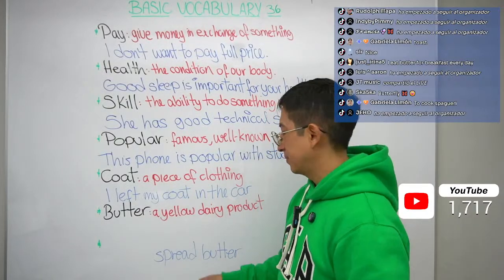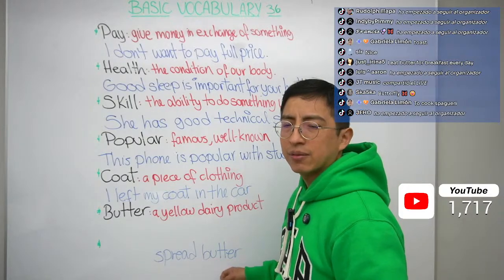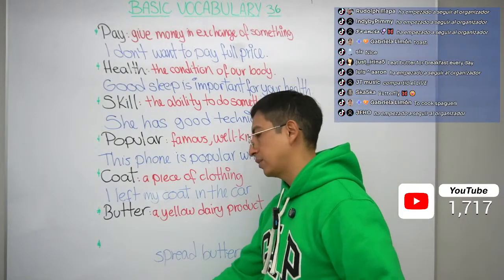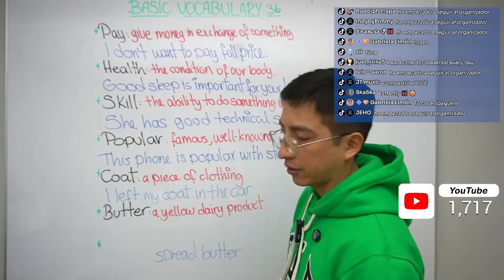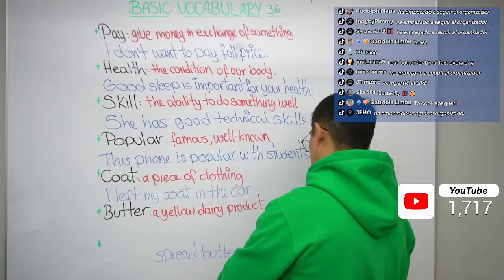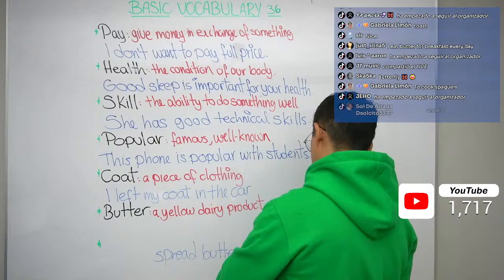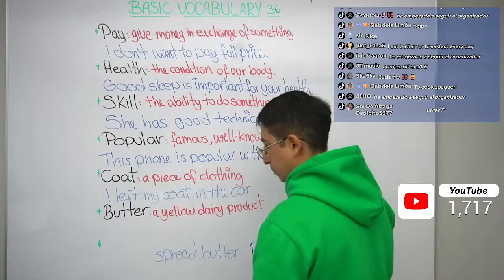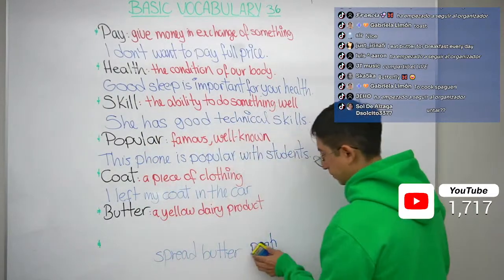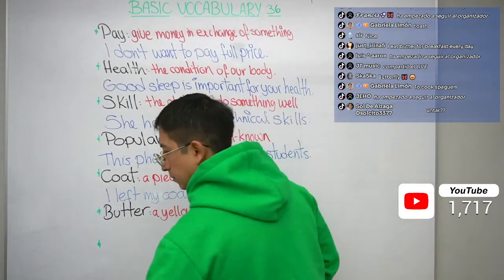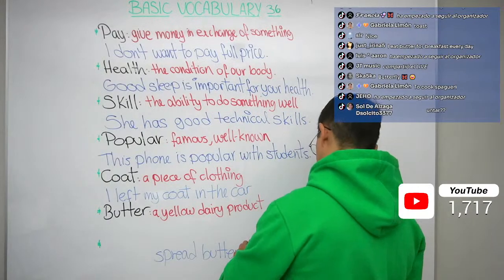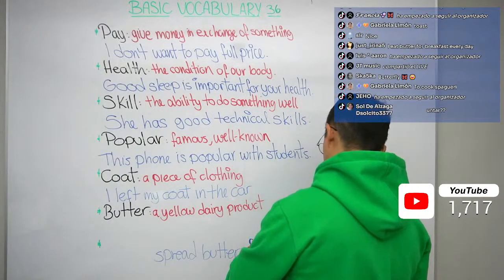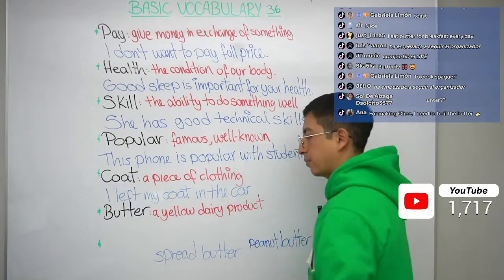And we can also have not only butter, but we can have, for example, this other word, no? Like peanut butter. Okay, peanut butter. Now this is something completely different, eh? Peanut butter.